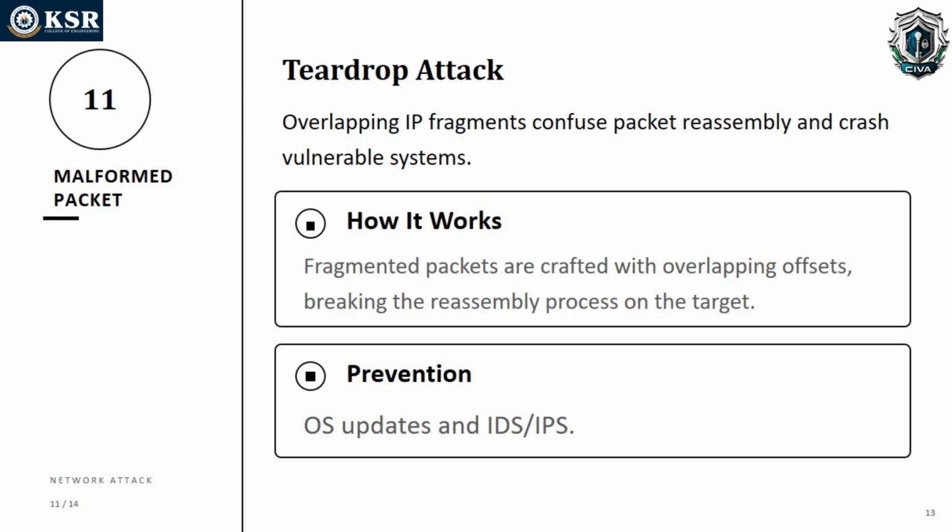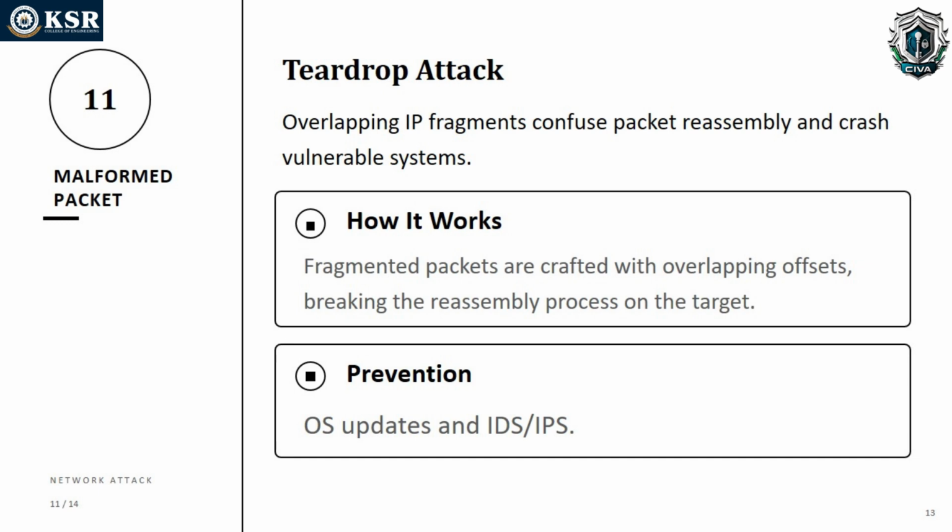Teardrop attack. The teardrop attack targets how systems reassemble fragmented IP packets. The attacker crafts fragments with overlapping offsets, so when the target tries to put them back together, the reassembly logic breaks, crashing vulnerable systems. Like the ping of death, this is prevented by keeping operating systems updated and by running intrusion detection and prevention systems that flag malformed fragments.